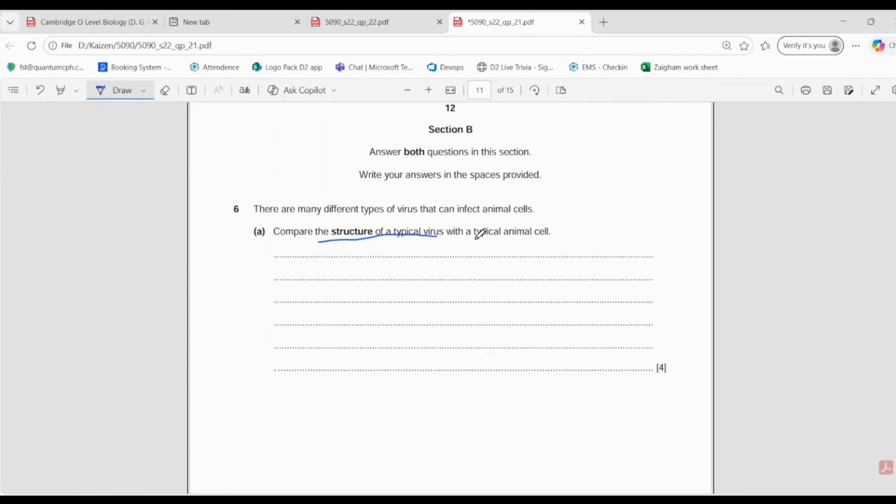Compare the structure of a typical virus with an animal cell. So viruses have only two structures, protein coat and DNA. Animal cells have a cell membrane on the outside and a membrane bounded nucleus, correct.